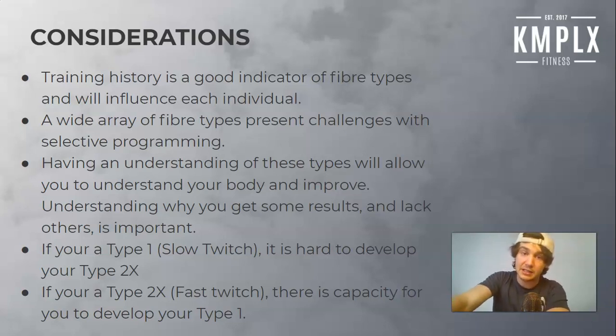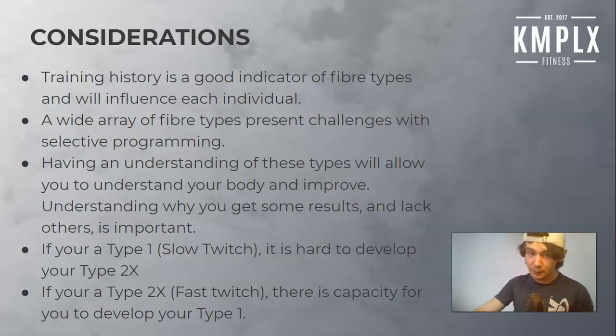So having an understanding of these types will allow you to understand your body and understand why you get some results and lack others, which is important. So it's important for me or you to know, okay, this takes a bit more time for me to get to. I might not ever get to a 3-minute kilometer, or I might never get to a 13-second or 14-second 100-meter sprint. So it's important to say, okay, well, what can I get to, and can I make that repeatable for myself?